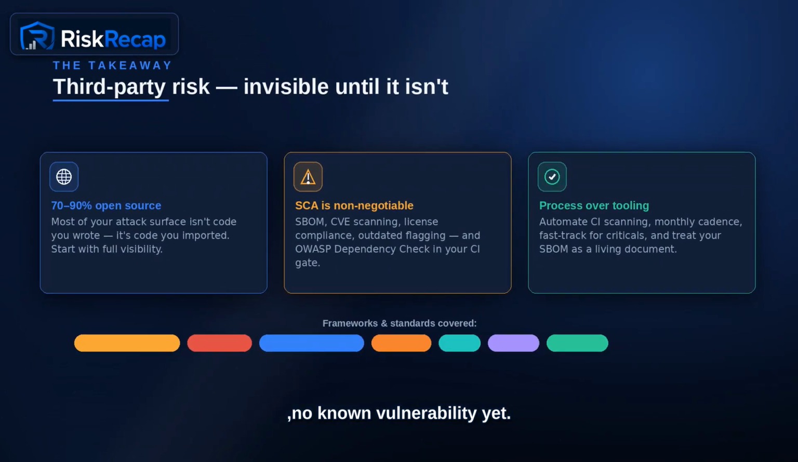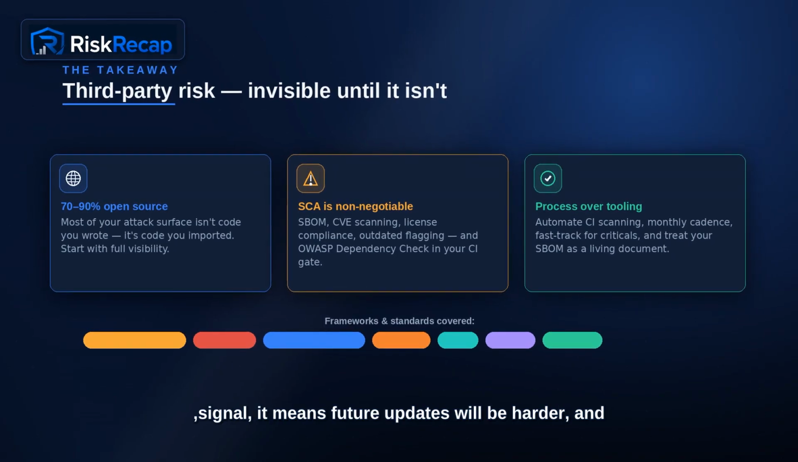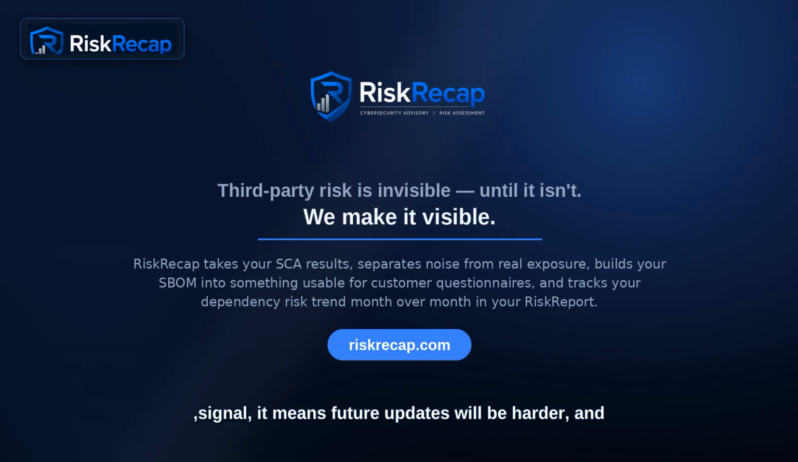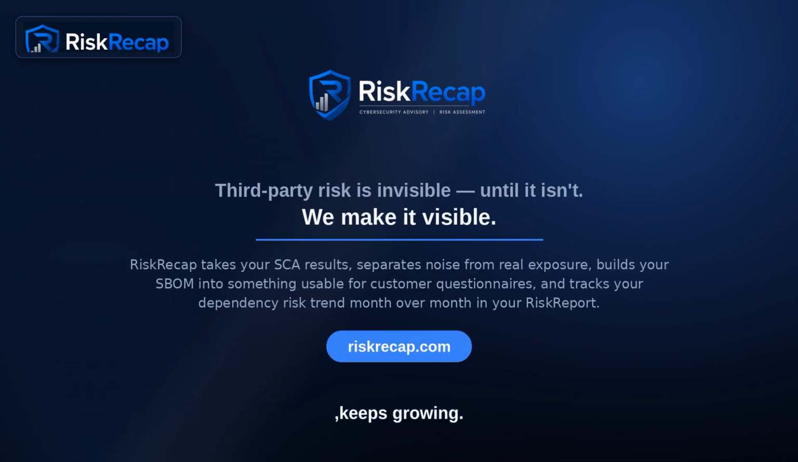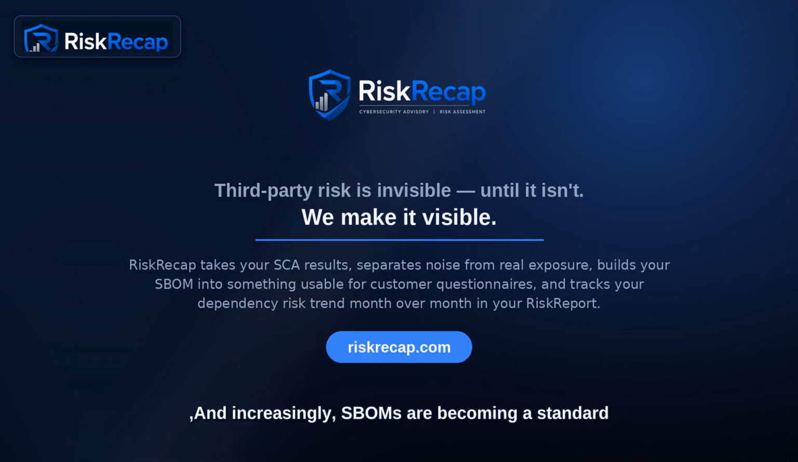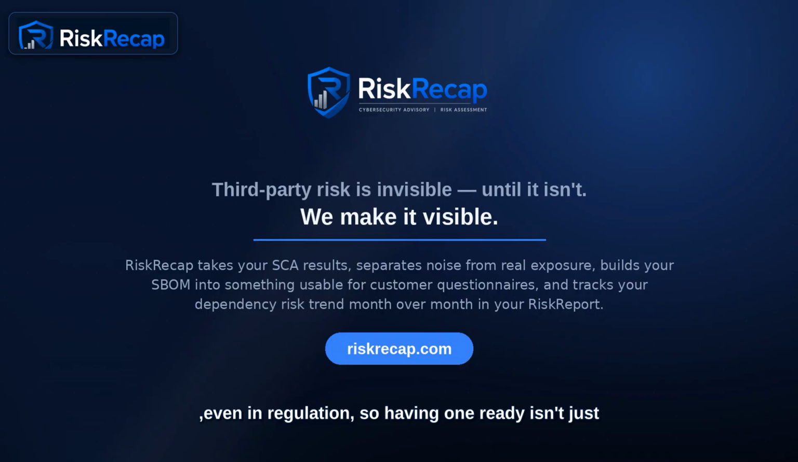To wrap up, third-party library risk is invisible until it isn't. RiskRecap takes your software composition analysis results, helps you separate the noise from the real exposure, builds out your SBOM into something usable for customer security questionnaires, and tracks your dependency risk trend month over month in your risk report.